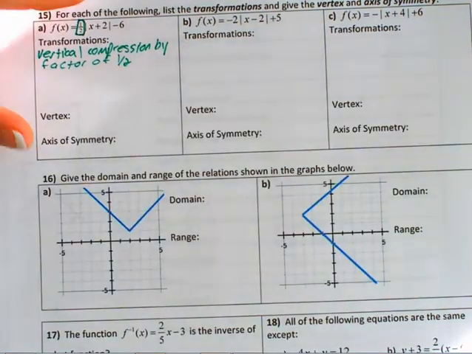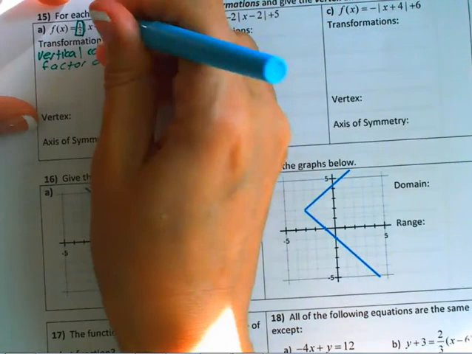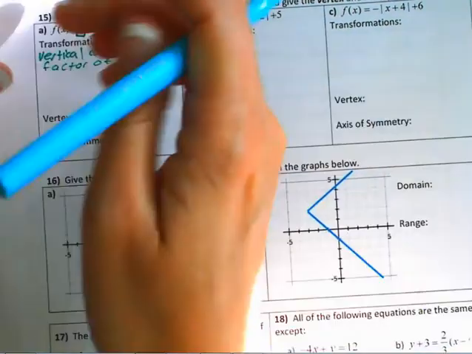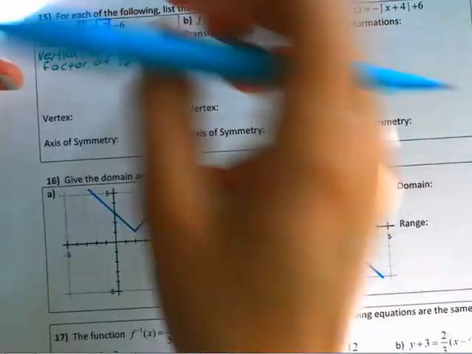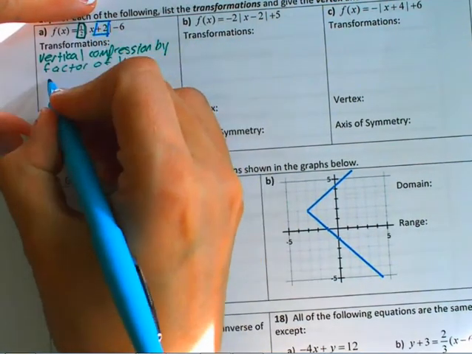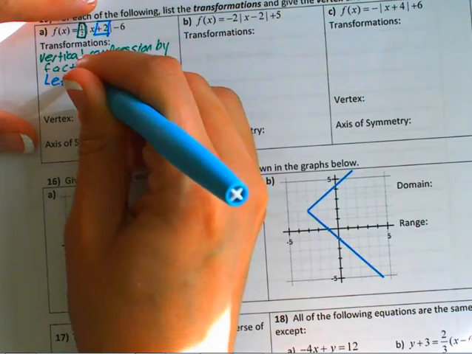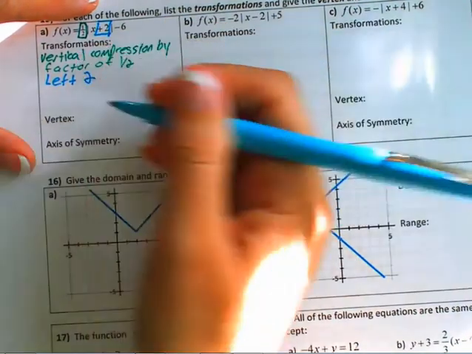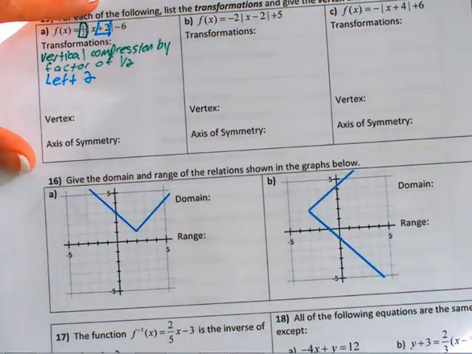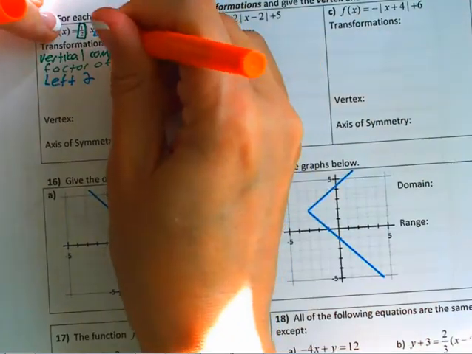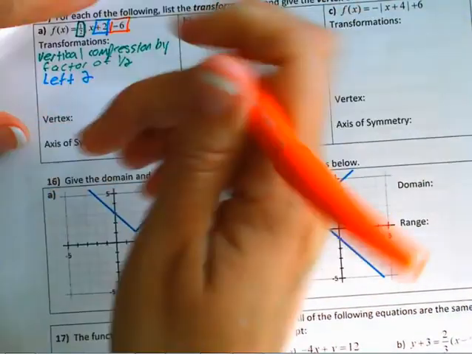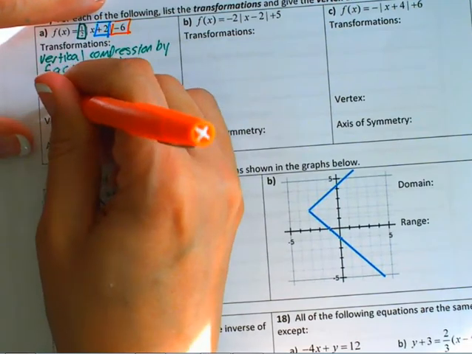Okay, and we have the next one. We're going to look at this piece right here. It's inside the absolute value, and this is +2 because insiders lie. We're going to move left 2. And then we have this -6 on the outside, and that -6 we know means down 6.